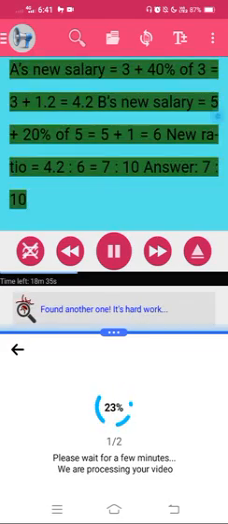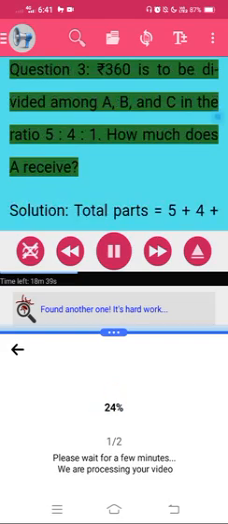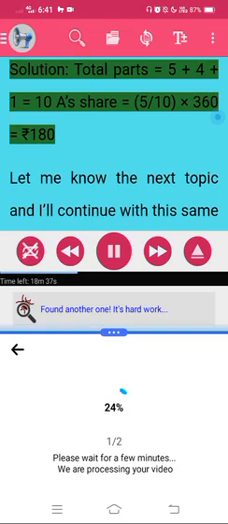Solution. A's new salary equals 3 plus 40% of 3, equals 3 plus 1.2, equals 4.2. B's new salary equals 5 plus 20% of 5, equals 5 plus 1, equals 6. New ratio equals 4.2:6, equals 7:10. Answer, 7:10. Question 3. 360 rupees is to be divided among A, B, and C in the ratio 5:4:1. How much does A receive? Solution. Total parts equals 5 plus 4 plus 1, equals 10. A's share equals 5/10 times 360, equals 180 rupees.